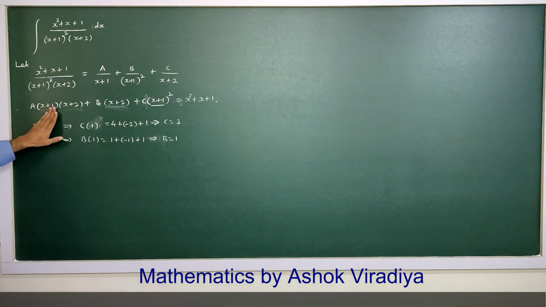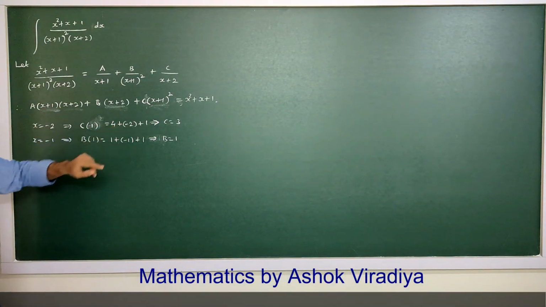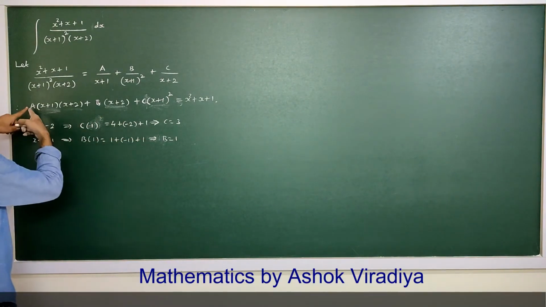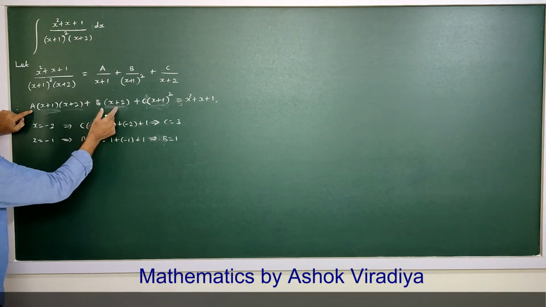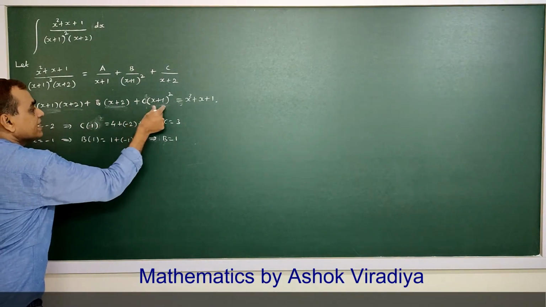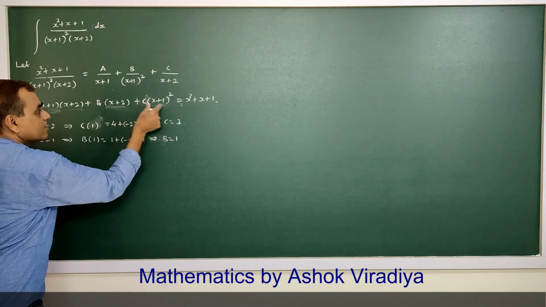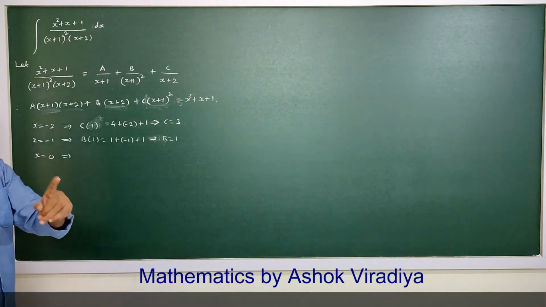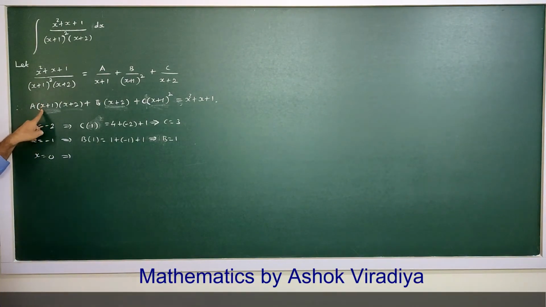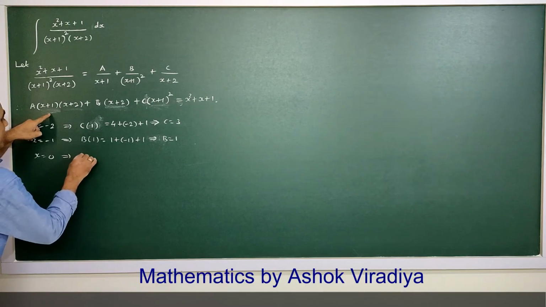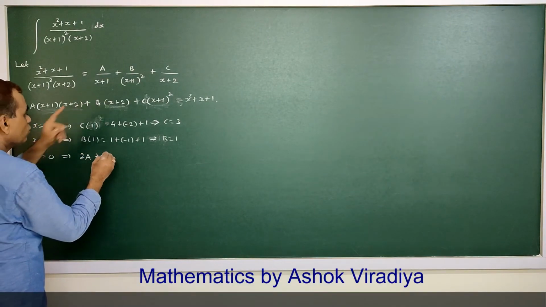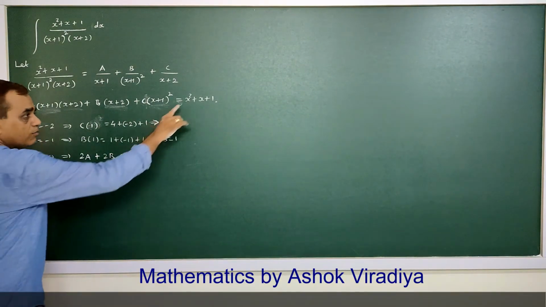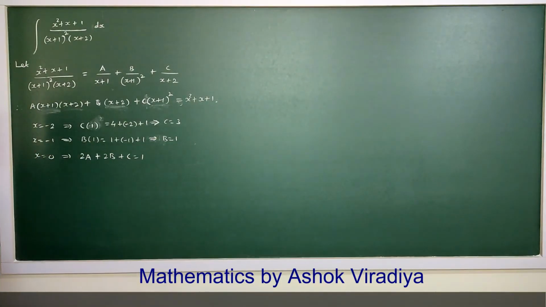c obtained, b obtained. Now we want a. To have a, this both should be 0. But it is not possible because nothing is common. So what we do? We take x equal to 0. Simplest value, x equal to 0. So putting here 0, this will be 2a plus, put here 0, so 2b, put here 0 plus c, put here 0 equal to 1.